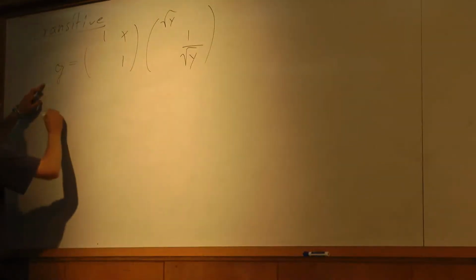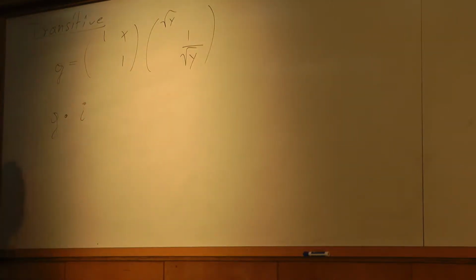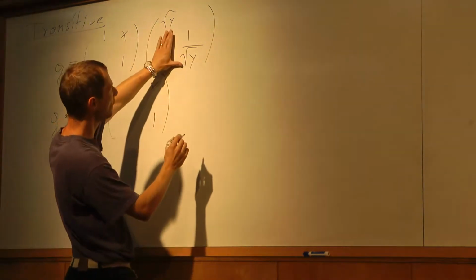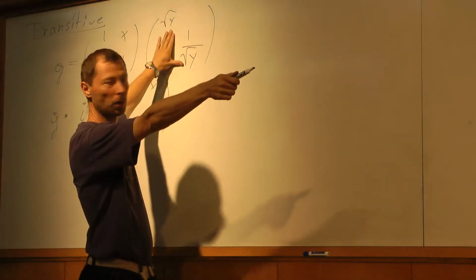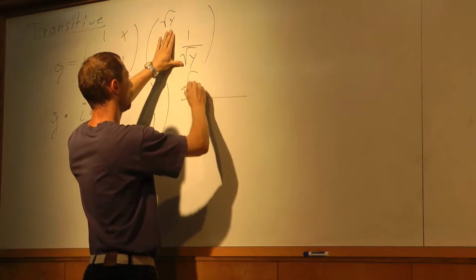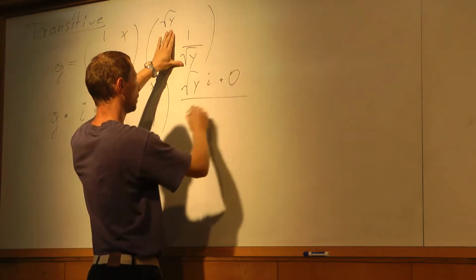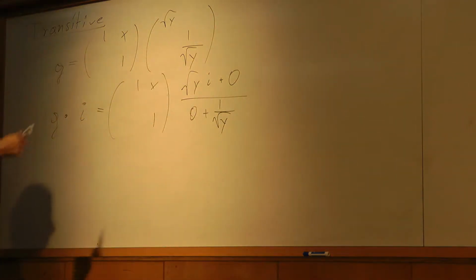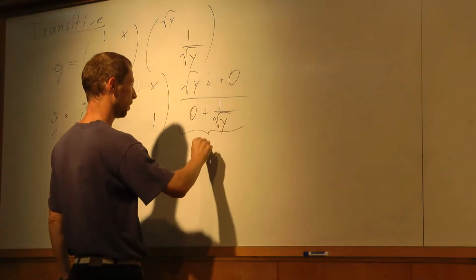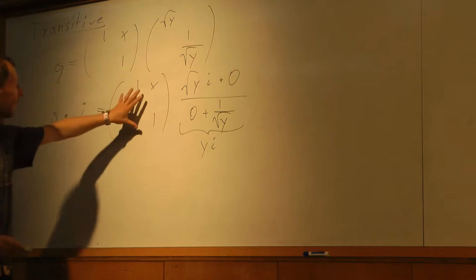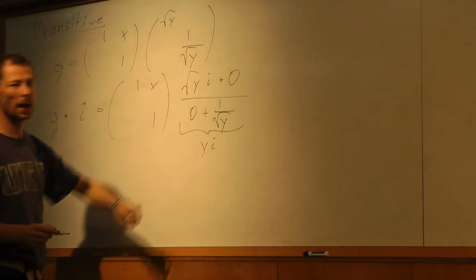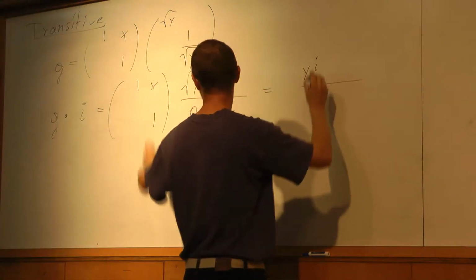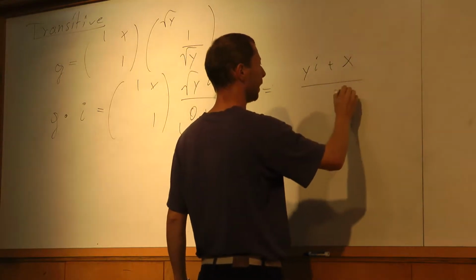So now I apply G to I. And I get 1x1. Now I need to apply this point to I. I plug it into my formula. I get a quotient, square root of y, I, plus 0, 0, plus 1 over square root of y. Well, I chose it precisely in such a way so that this becomes yi. And now I apply 1x1 to yi. Again, I have to put it in the correct formula. I get yi multiplied by this 1 here, plus x divided by the 1 here.